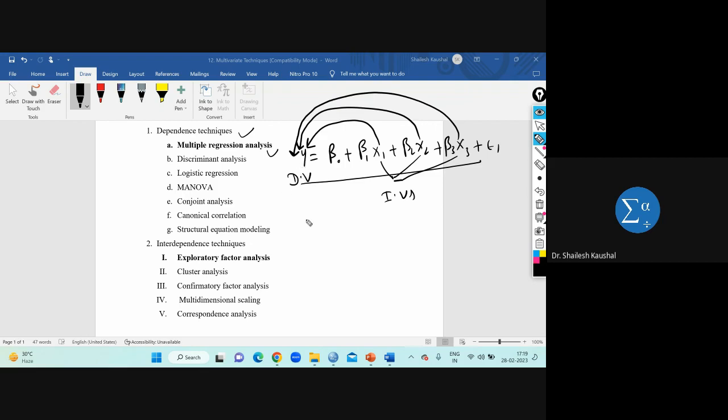For example, y, that is sales. Sales is a dependent variable. Sales may depend on advertising expenses. Sales may depend on sales promotion, meaning discount.